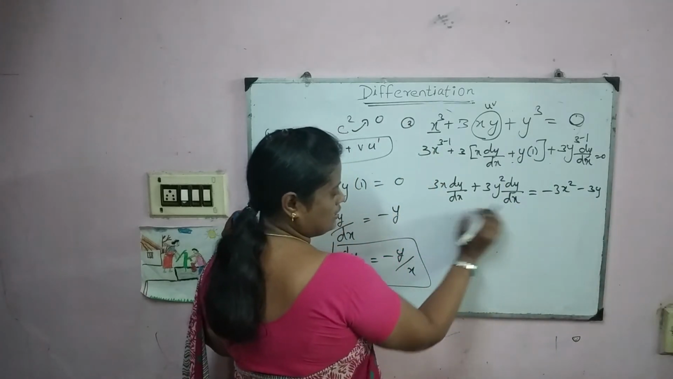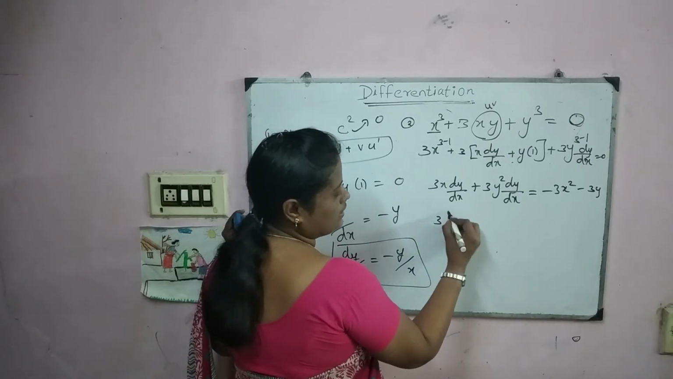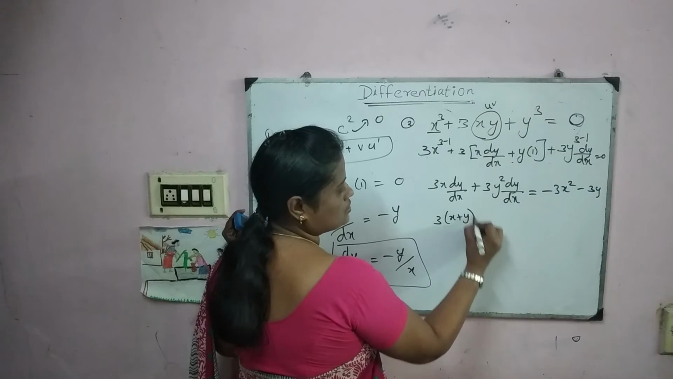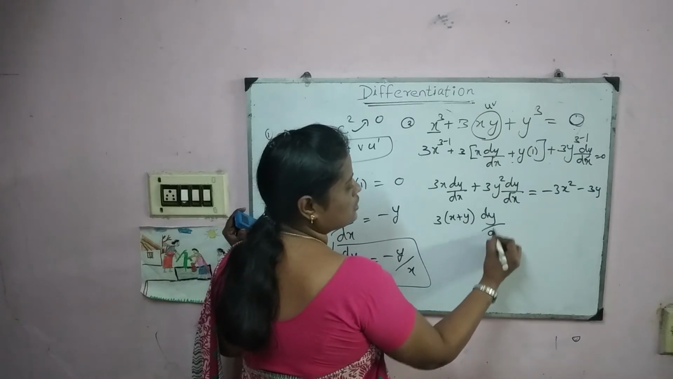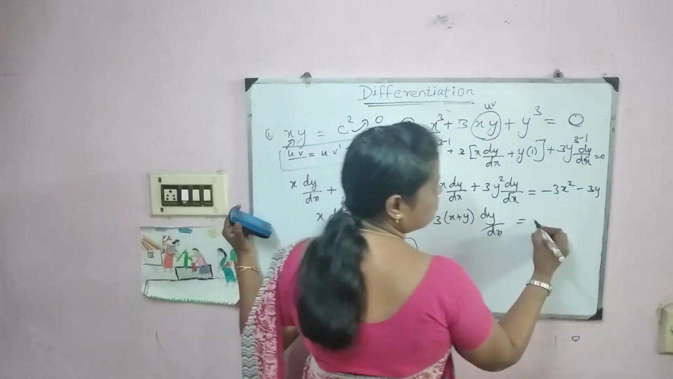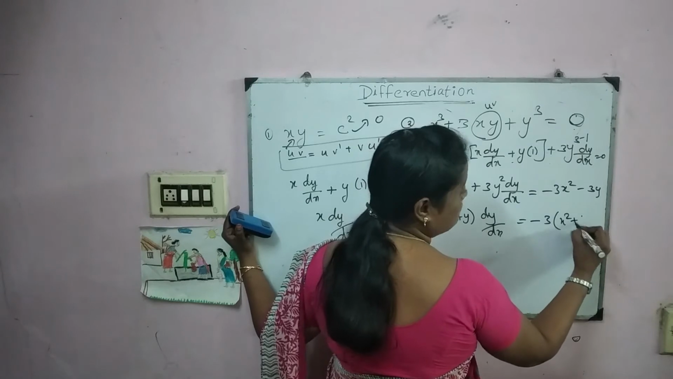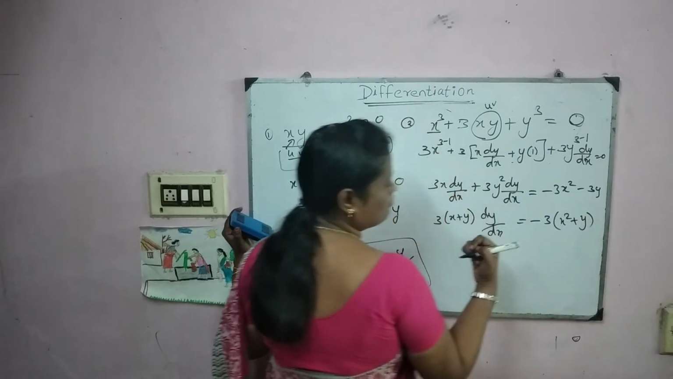So on this left side, take dy by dx out, as well as 3 outside: 3 times (x plus y) times dy by dx. I am taking dy by dx out. Similarly, on this side I am taking 3 out, so this side also I am taking minus 3 out. So the remaining is x square plus y, because we already took the minus.